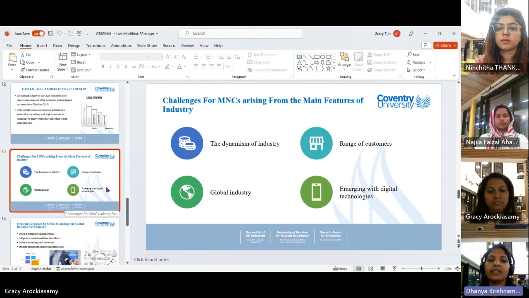Next, emerging digital technologies. They increase challenges for MNCs because they have to adapt to a rapid pace of technological change and stay up to date with the latest trends of technology and innovation. Digital technologies involve various risks as well, like cyber attacks, theft of intellectual property, and data breaches, which create a negative impact on the MNC's reputation.